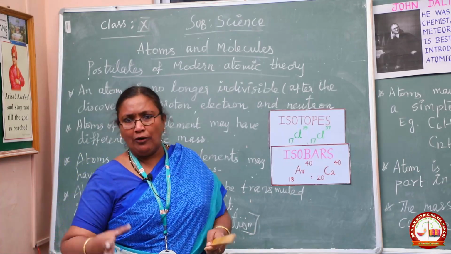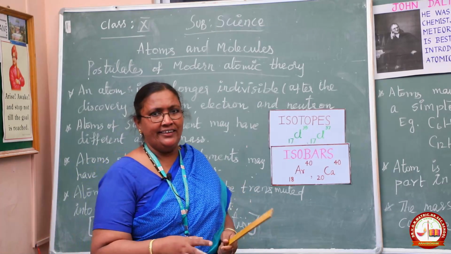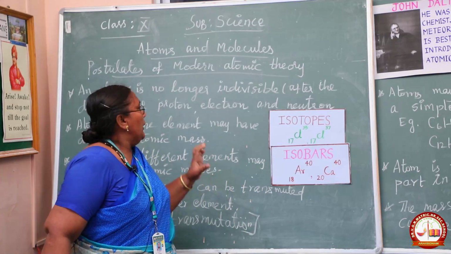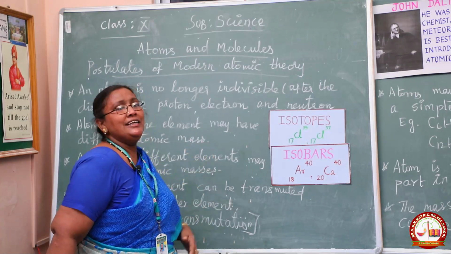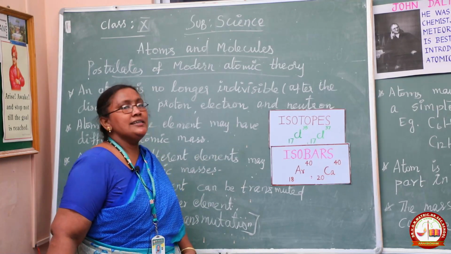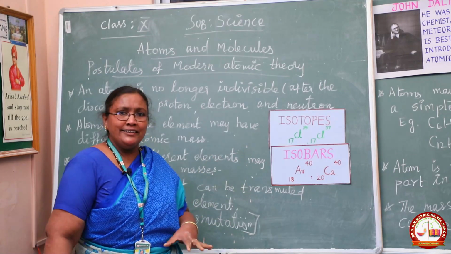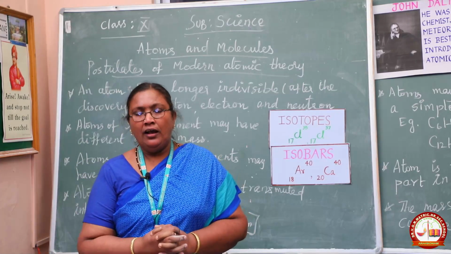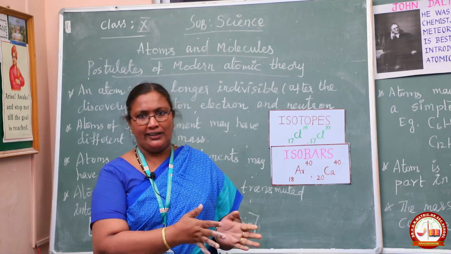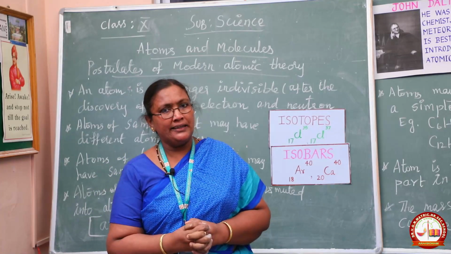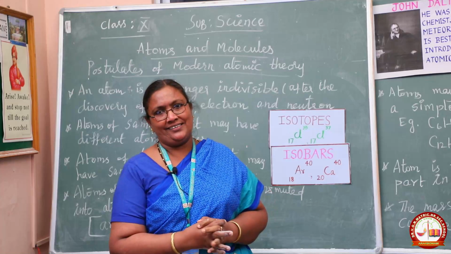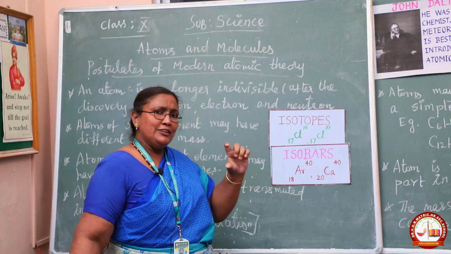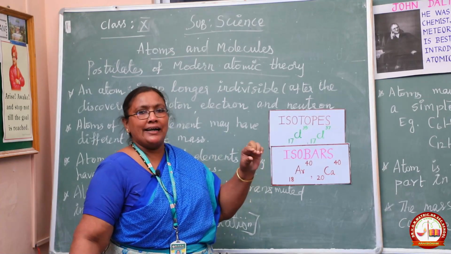What is proton? You have to know all these. Already you studied in 9th standard. Now I'm going to remind you. Proton is a positively charged particle. Electron is a negatively charged particle. Neutrons are neutral particles. Where are they present? Protons and neutrons are present in the center of the atom. That center of the atom is called the nucleus. Who discovered the nucleus? Rutherford discovered the nucleus. That nucleus contains protons and neutrons. Nucleus is nothing but the center part of the atom.